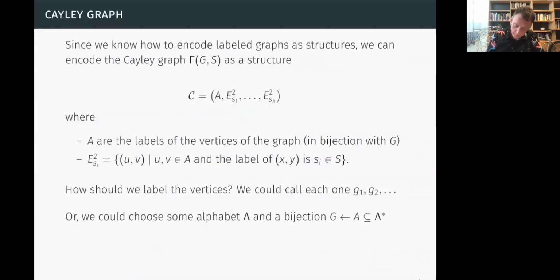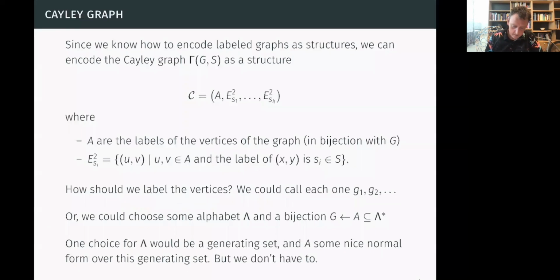And so the question before we get there is, how should we label the vertices? Well, you could call each one just a group element, but if it's an infinite group, we're going to kind of run out of things. We're not going to be able to say automatic, because in that sense, you need some finite alphabet and a bijection or a surjection from some nice labeling onto the group. Okay. So one choice would be the generating set. That would be nice, and A would be some nice normal form to get a bijection. So that would be one choice, but we don't have to do that.